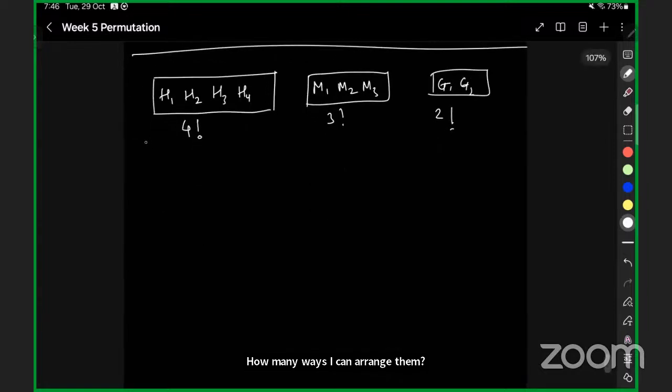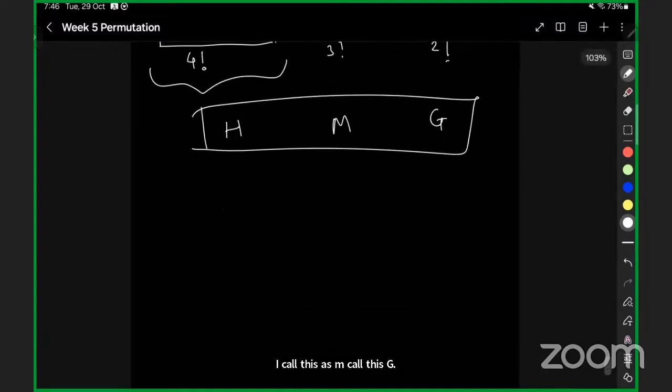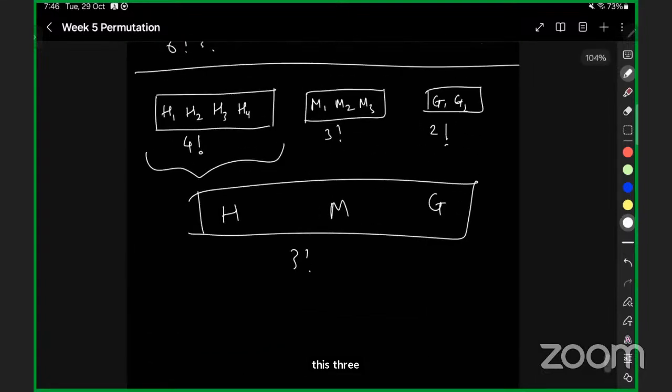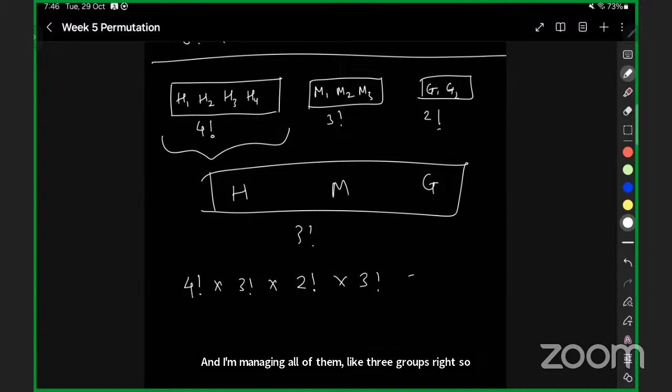Now let's say I call this H, I call this M, I call this G. How many ways can I arrange these 3 things? 3 factorial. So what I'm doing actually, first I'm arranging each of them: 4 factorial for history books, 3 factorial for math books, 2 factorial for geography books, and I'm also arranging the 3 groups. So this is the answer.